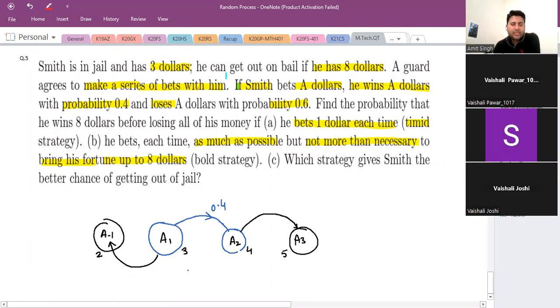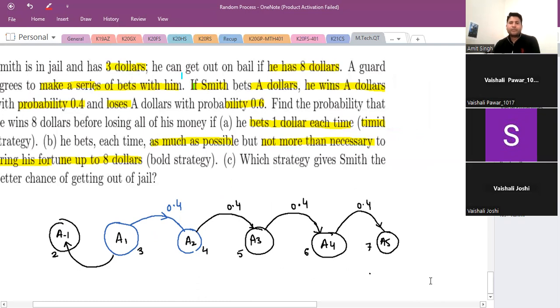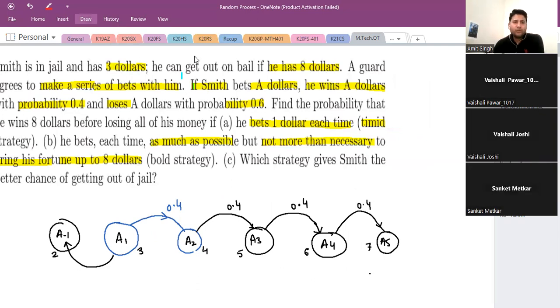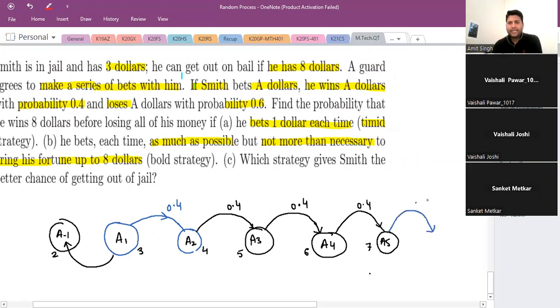At the same time, if loss, then after this 0.4, after this I am making it once again A4. So he will have $6 with the probability 0.4. Then next, A5. Now he will have $7 with 0.4 probability. Now after A5, I need to move on to one more state, A6, with the probability 0.4, and now he is having $8.